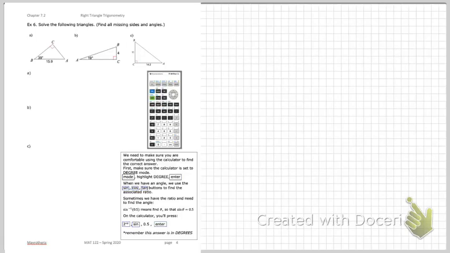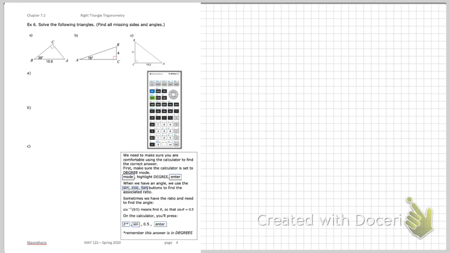Okay, here we go. Chapter 7.2, Right Triangle Trigonometry. This is page 4 of the notes. And it looks fairly empty, but we have plenty to do. In each of these, it's asking us to solve the triangles, which means we've got some information, but not all. And we need to come up with other angles, other sides, and go from there.